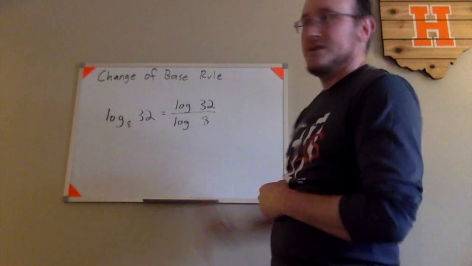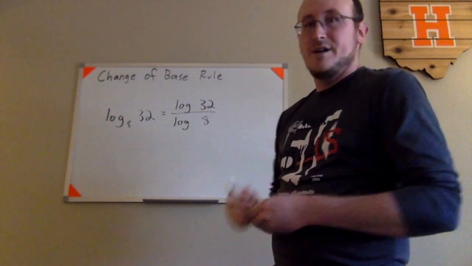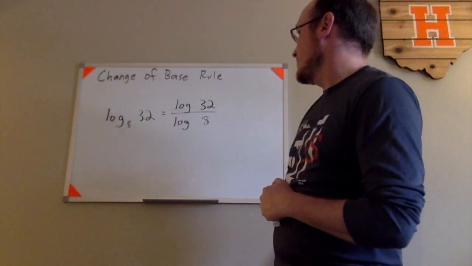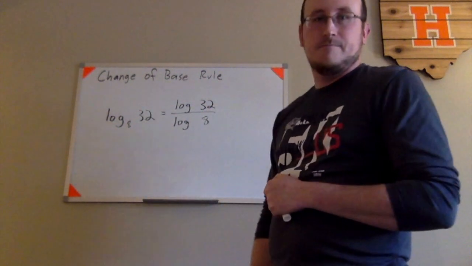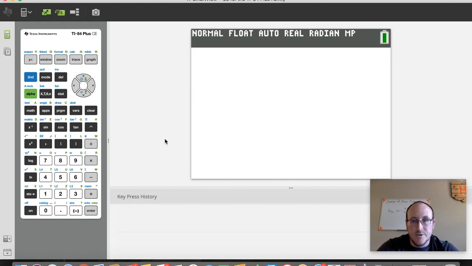And at this point in time, I just need to go to my calculator to evaluate log of 32 divided by log of 8. Okay, so using the calculator to evaluate log base 8 of 32, we went ahead and used the change of base rule to write this as log of 32 divided by log of 8 using the common logs.